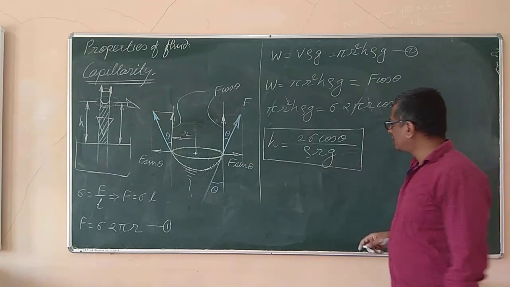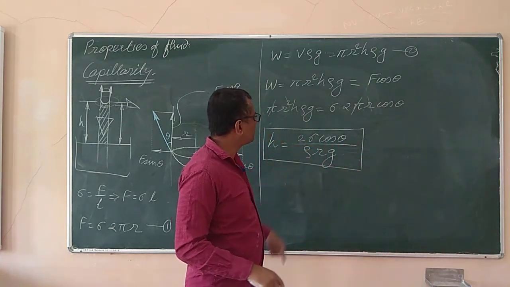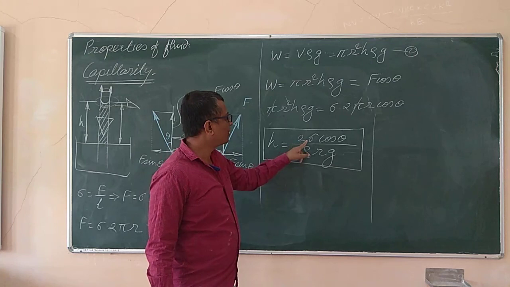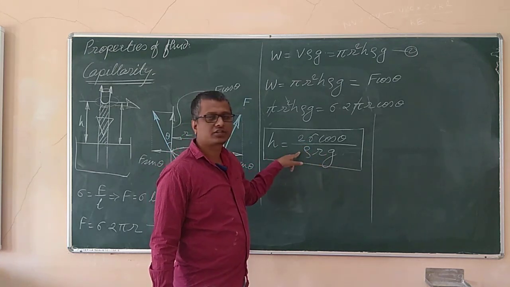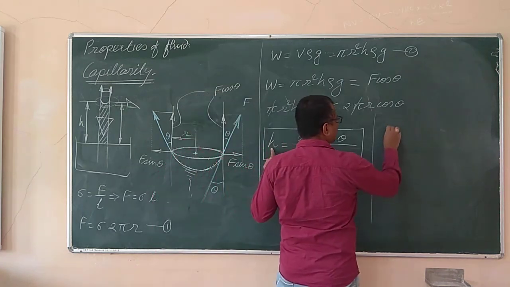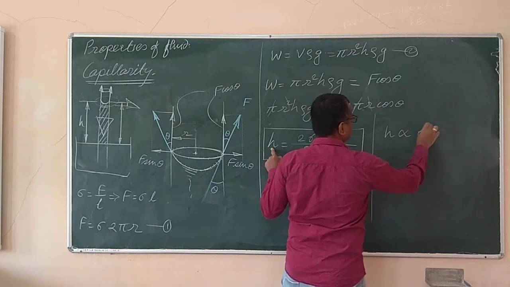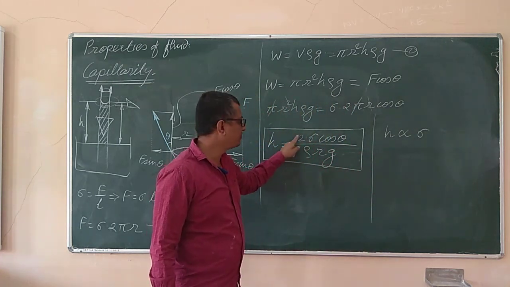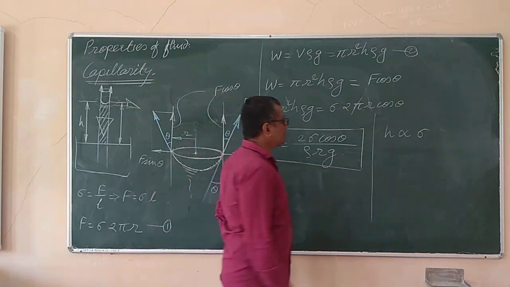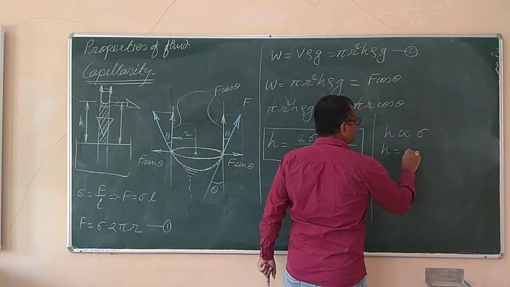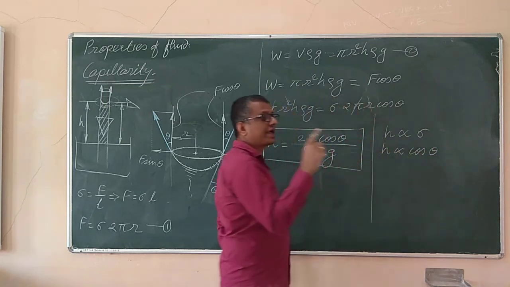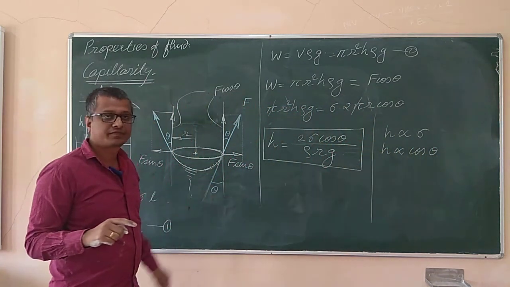The depth of liquid level in the capillary tube will be given by this equation. By the way, one more thing: what are the relations of h with respect to other parameters? It's clear from this equation that if you take one entity at a time as the variable and keep the rest constant, the rise of liquid level in the capillary tube is directly proportional to sigma. So more is the surface tension, more is the rise of liquid level. The rise is also directly proportional to cosine of the angle theta, where theta is the angle of contact of that liquid-solid interface.